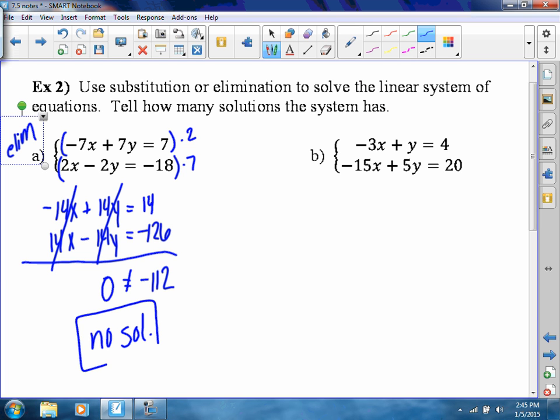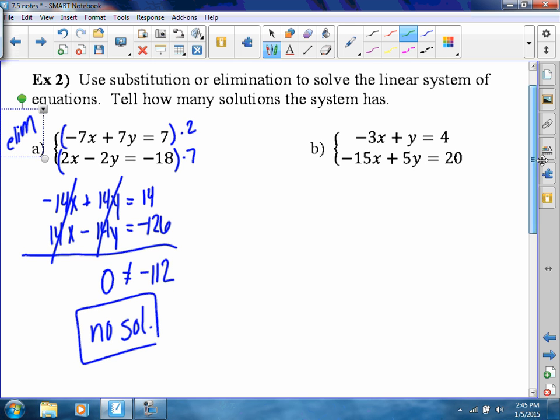So that means if I was to really graph these lines, they would be parallel lines. Okay? But that's what a no solution is going to look like algebraically. You'll have some statement that doesn't make sense. It may or may not always be a 0. You might have something like 5 equals negative 112. Whatever the numbers are, they're not going to be equal to each other. That's what makes it a no solution.